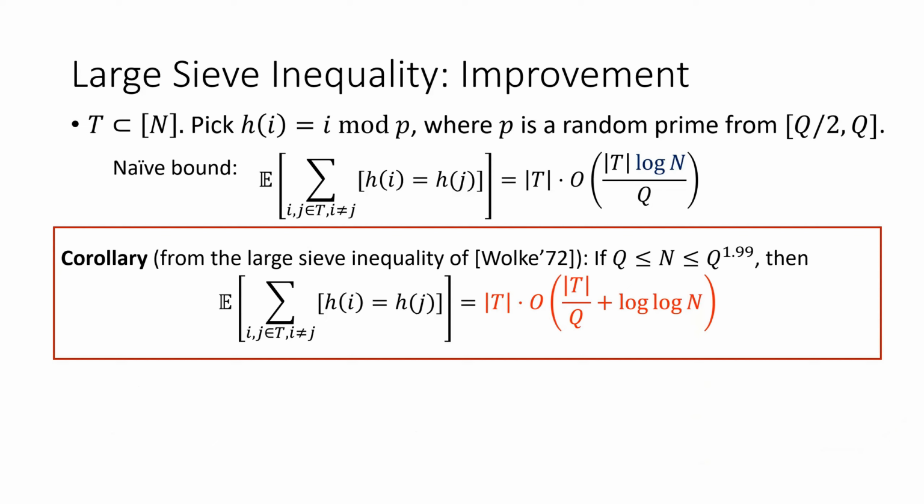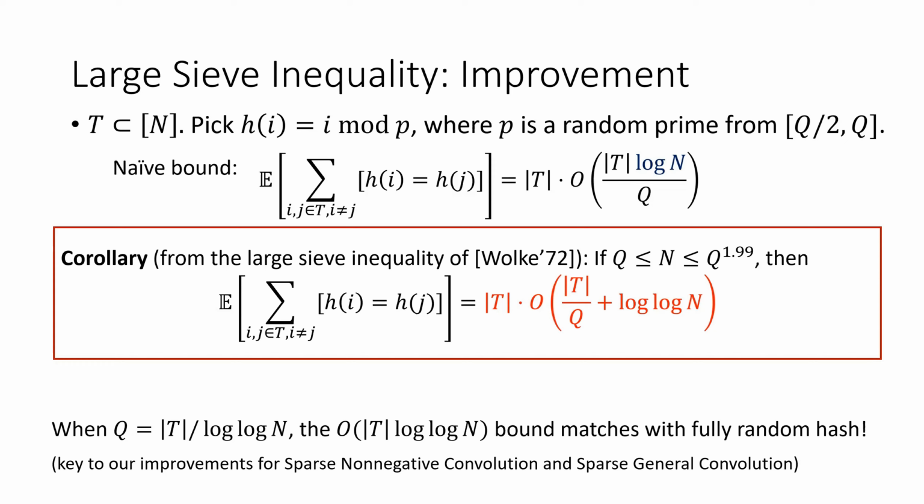Here, if we choose q to be t over log n, then the bound becomes t squared over q, which matches the fully random hash. And this is the key to our improvements for both the sparse non-negative convolution and the sparse general convolution problems. Here, notice that the number of buckets q is actually a log n factor smaller than the number of terms that we want to hash.